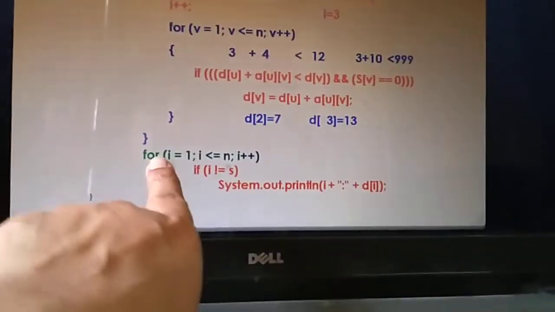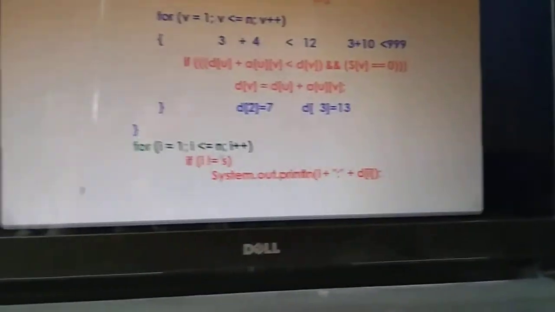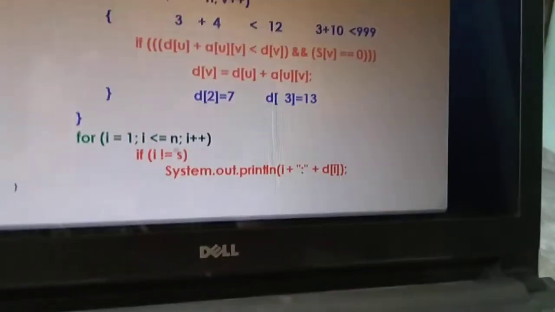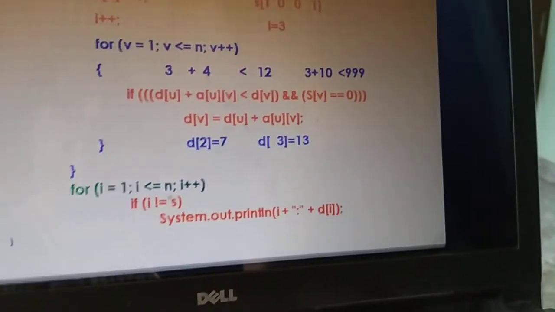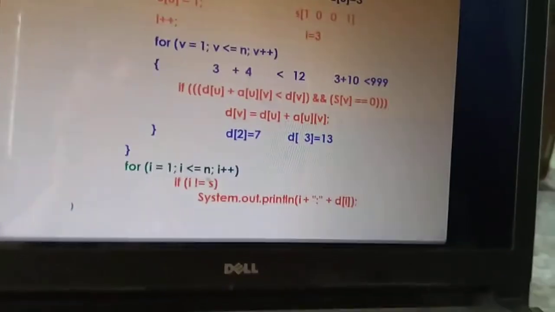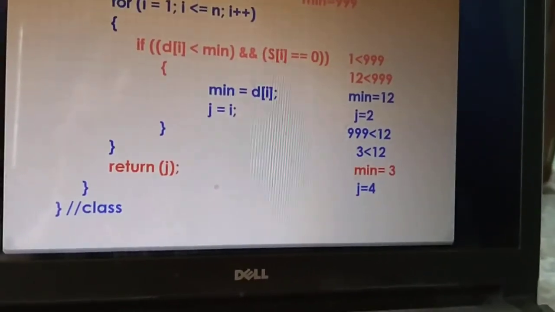So finally, you are just printing the D of I value. Whatever the final D of I, the distance vector, you are getting, you are printing that in the final printf statement. So that is about your Dijkstra's algorithm. I have explained it along with the example.